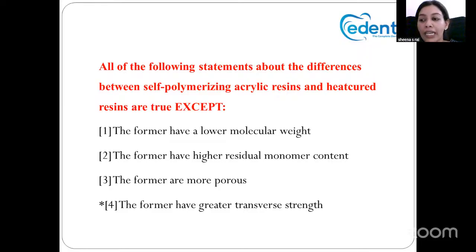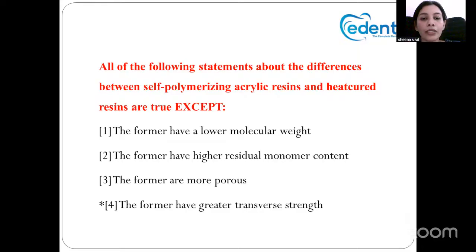That is a very important point you have to keep in mind. We know heat cured is less porous by comparison. Heat cured is what we do in our clinical practice. Why do we do heat cured? Because it makes the denture less porous, it has less residual monomer, and third, it has a larger molecular weight. So see the options, and which will have more strength? Heat cured. That is why we opt for heat cured acrylic.